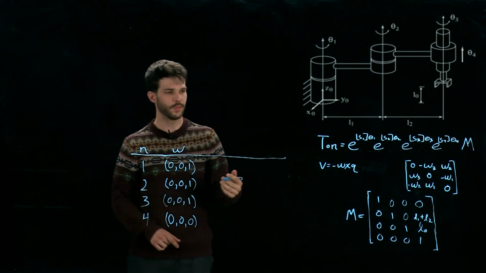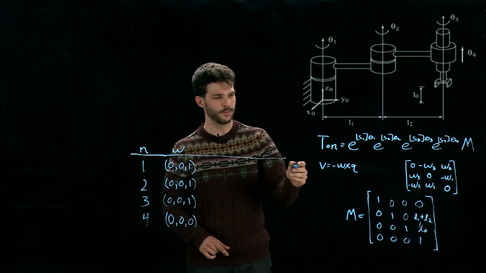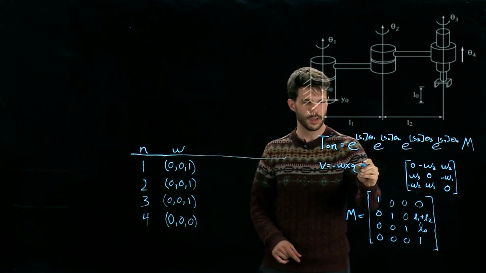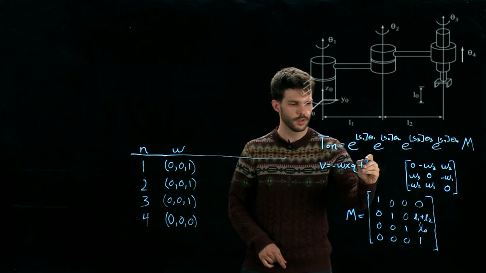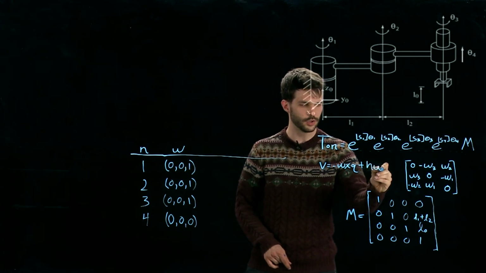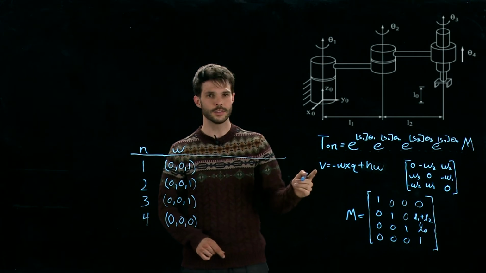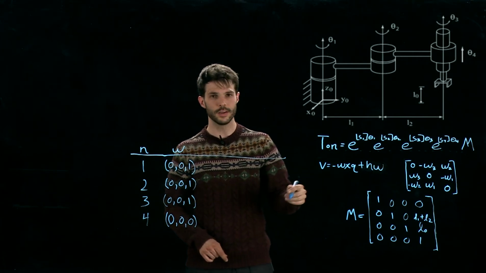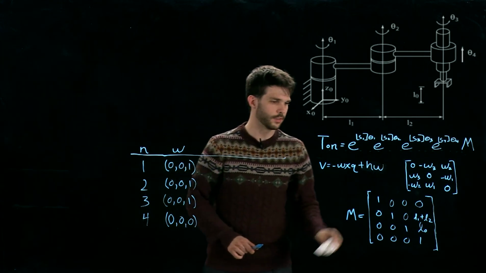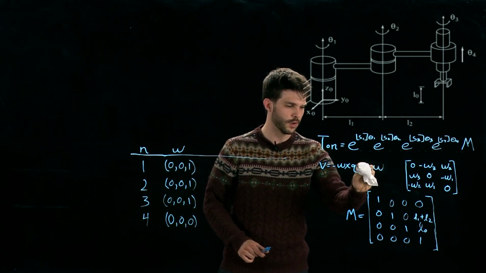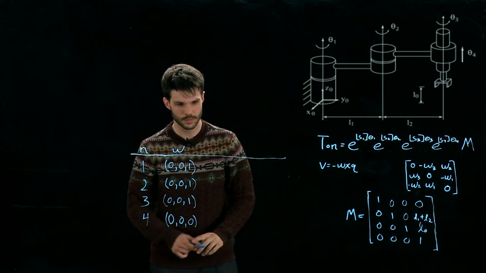Next, let's find the values of v. So normally, we find v using the formula of negative cross product omega and q plus h omega, where h is the pitch of the screw motion. But in our case, h is 0 because these are revolute joints and they have no pitch. So we can just find v using the negative cross product of omega and q.